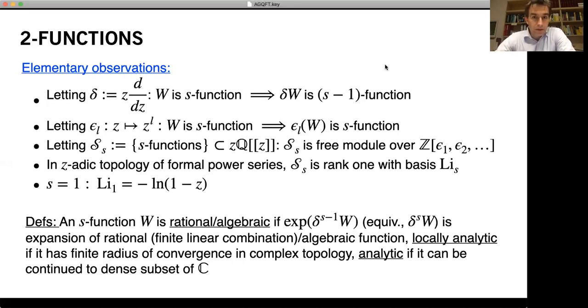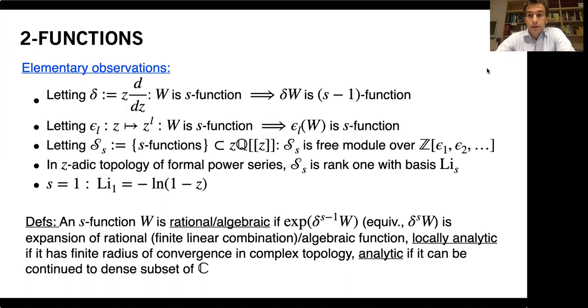Basically any statement I make refers to this derivative. If you have an s function, I take s minus 1 derivatives and I get a 1 function, so then I can take the exponential, and then I can ask whether you get a rational function. So I want to call W rational if this exponential of this thing, or equivalently if you take s derivatives, is a rational function, or algebraic if you want.